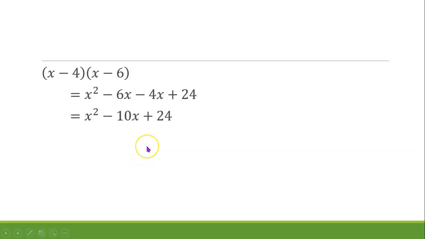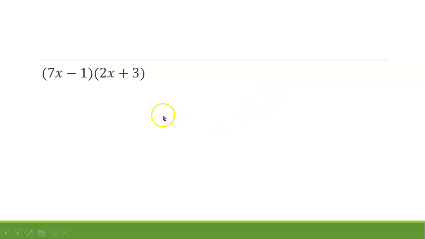And coming up, when we talk about factoring, we'll be doing the reverse of this. We'll be starting with something like x squared minus 10x plus 24, and then figuring out that you can break that up into an x minus 4 times an x minus 6.